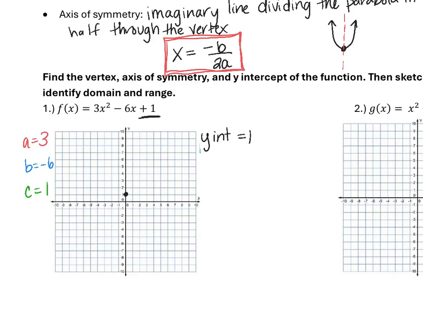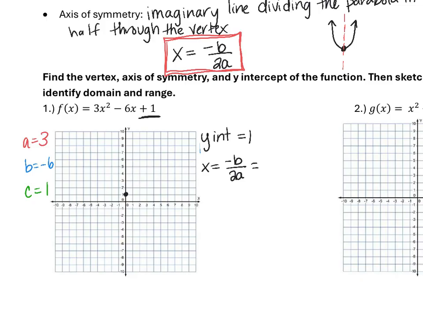Then it wants my axis of symmetry. And I know that I find that by using x equals negative b over 2a. Yes? What does A tell us again? A tells us how wide or narrow our graph's going to be, and if it's going to be concave up, which would be a positive a, or concave down, which would be a negative a.